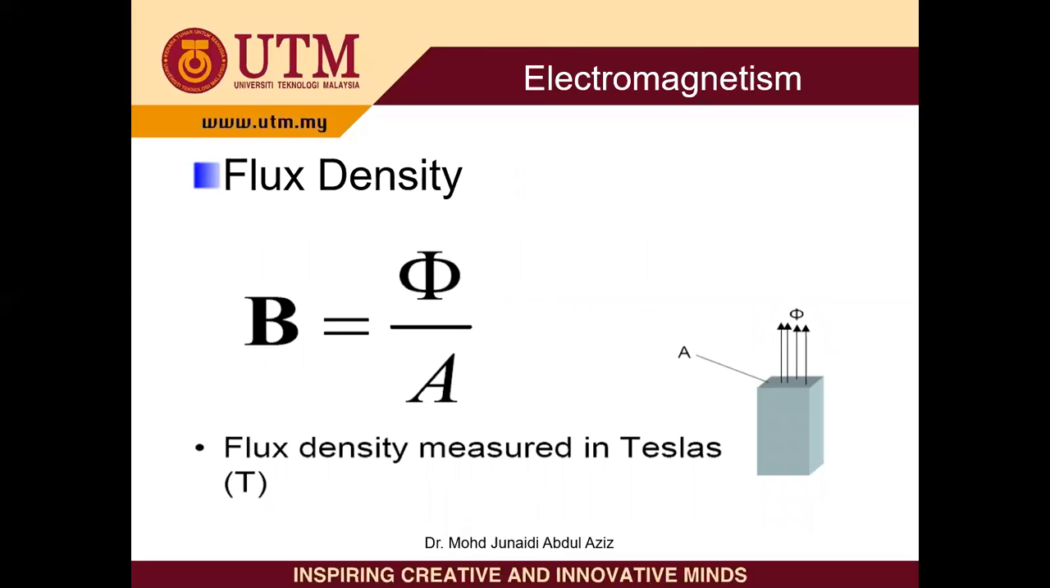The flux intensity, or flux density, can be measured and also calculated by using this equation. The flux density is B, where the flux is measured in Weber, and A is the cross section of the area where the flux is flowing. Meaning that if you want to increase the density of the flux, you need to make the cross section very narrow and increase the flux. This flux density is measured in the unit called Tesla.